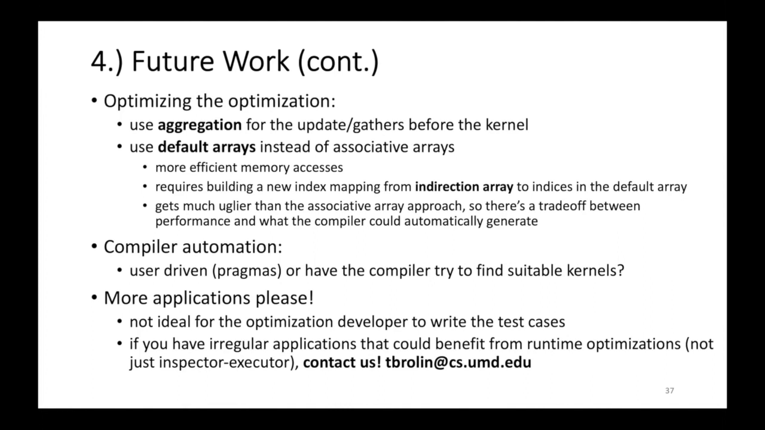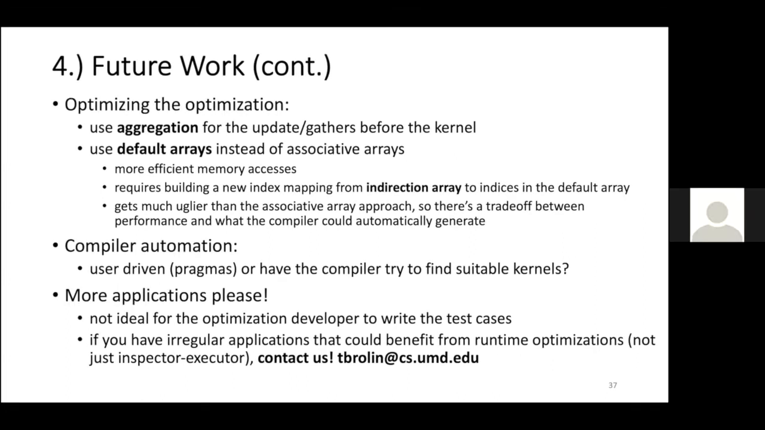And then lastly, we're always looking for more applications to test. It's not ideal for us, the optimization developers, to be writing these test cases because we're probably just introducing bias. So we'd like to have more applications to test to make this more robust. So if you have anything that you think could benefit from these type of optimizations, then feel free to reach out to us. We'd be very interested in looking at those apps.